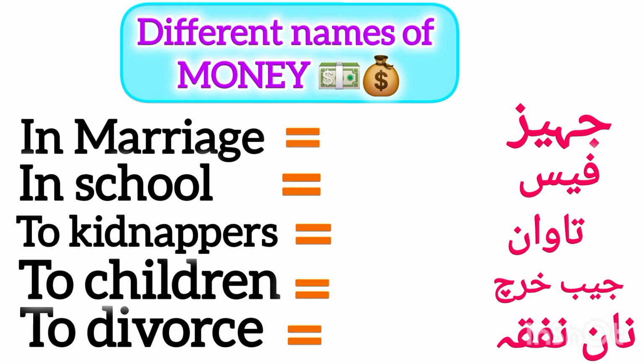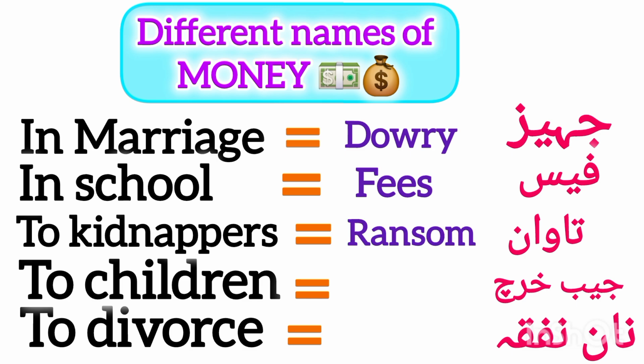In marriage, शादी में money is called dowry. Dowry meaning जहेज. In school, money is called fees. Fees. To kidnapper, money is called ransom. Ransom meaning tawan. To children, money is called allowance. Allowance meaning जेब खर्च.